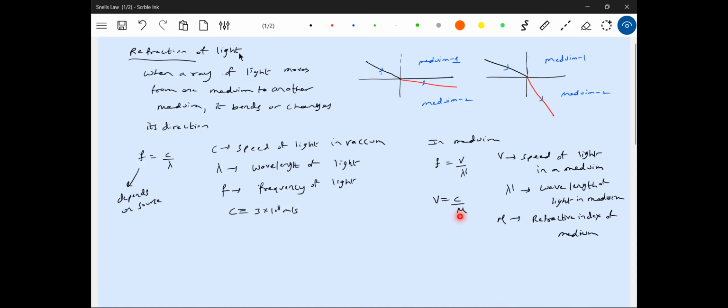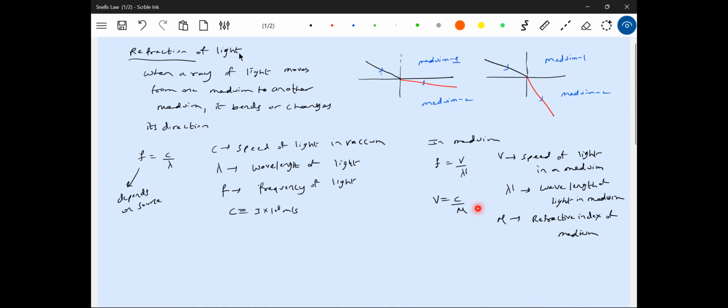So now how can we say a medium is denser or rarer? Where the speed of light is more, the medium is said to be rarer. Where the speed of light is less, the medium is said to be denser.